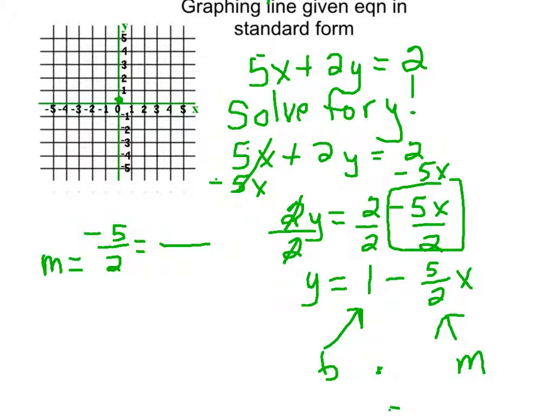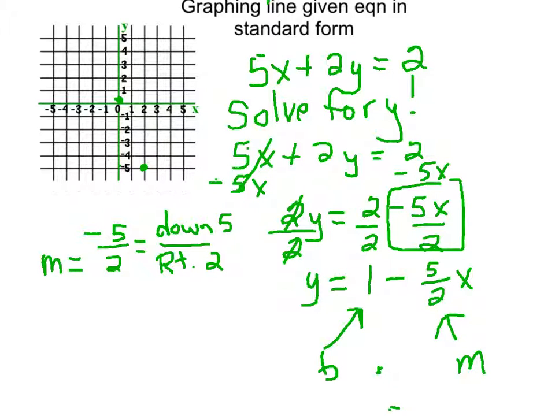The negative 5 on top tells us to go down 5, because the top number is up or down. The bottom number tells us to go right or left. Since the 2 is positive, we are going to go right 2 units. So now we have our directions. Go back to that point we plotted, and we're going to go down 5: 1, 2, 3, 4, 5, and right 2: 1, 2.